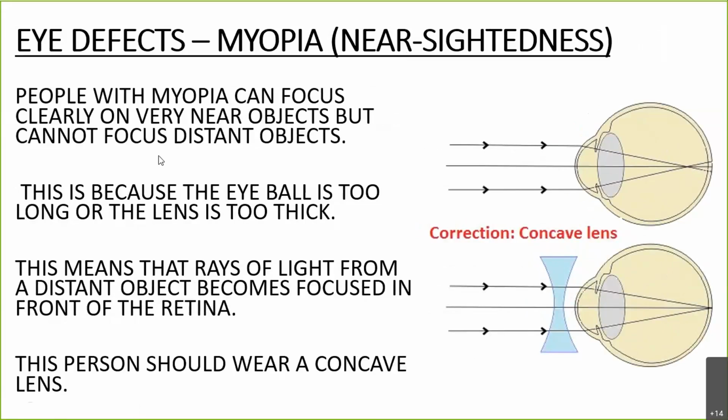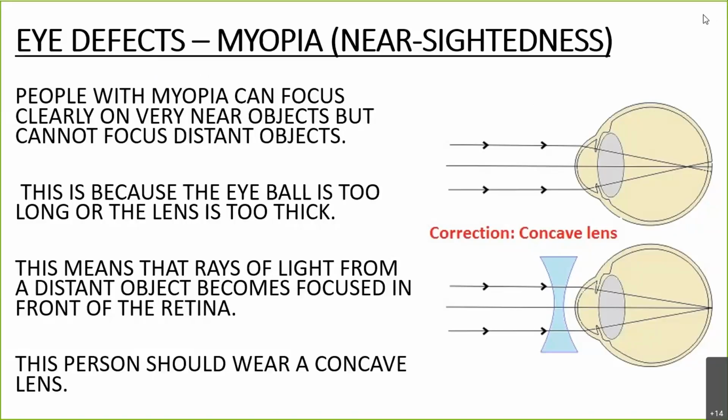nearsightedness or myopia. People with myopia can focus clearly on very near objects, but cannot focus on distant objects. If you ever see your grandma or your grandpa reading, and they hold a book way up in front of their eyes in order to read it, most likely they're nearsighted. The reason for this is that either their eyeball is too long or the lens is too thick.